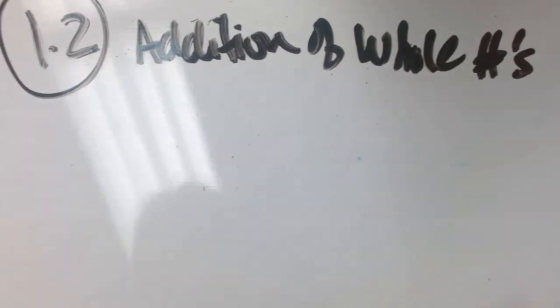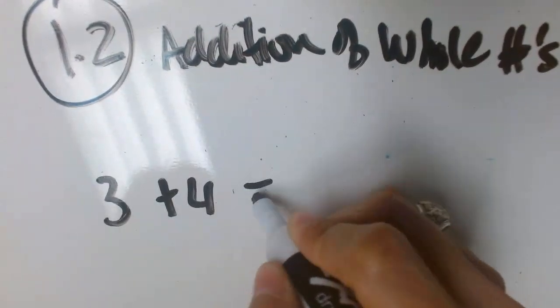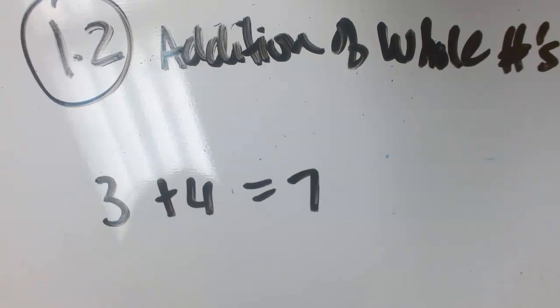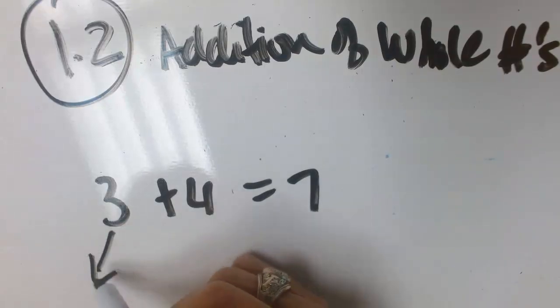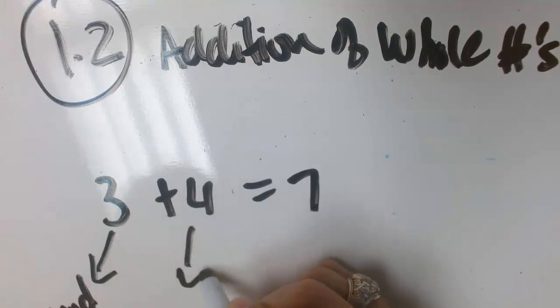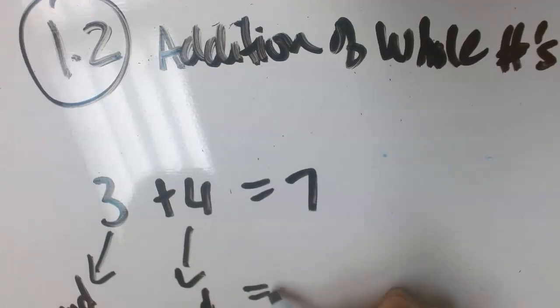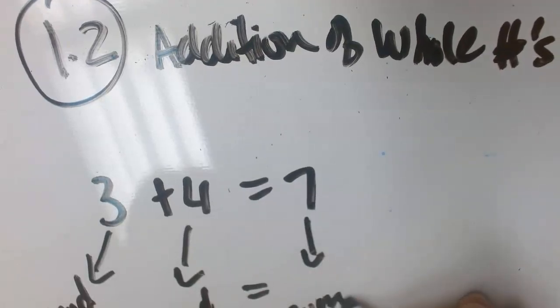For example, whenever you're looking at 3 plus 4, that equals 7. This is called an addend. Addend. And this is called a sum.